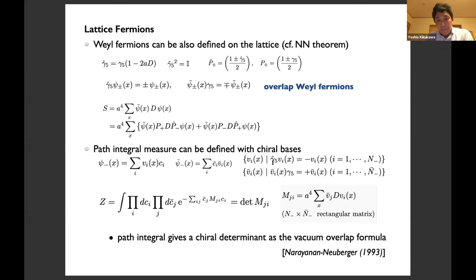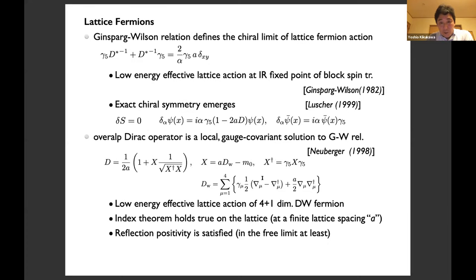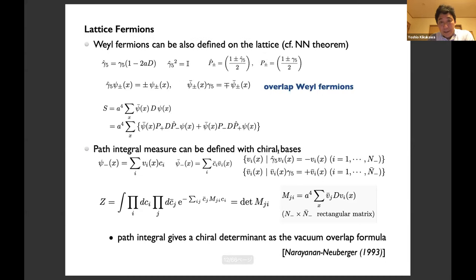Since the chiral basis is defined with the gamma 5 hat here, and the gamma 5 hat depends on the Dirac operator, and the Dirac operator may depend on the gauge field, because we defined this Dirac operator with a gauge covariant difference operator in this expression. So D depends on the link field. Then the chiral basis, or the unitary transformation of the chiral basis, can depend on the gauge field with some ambiguity. And then the complex phase of the determinant has an ambiguity which may depend on the gauge field. And this is related to the gauge anomaly associated to this definition of Weyl fermions.